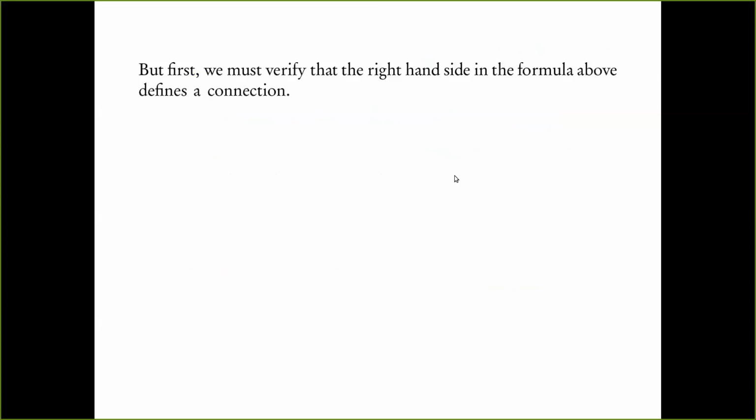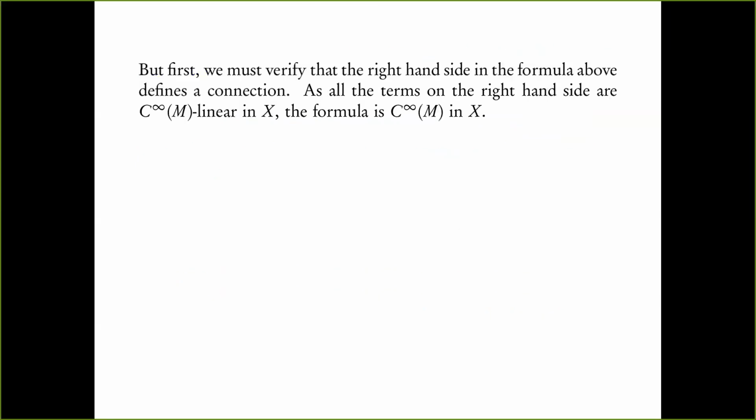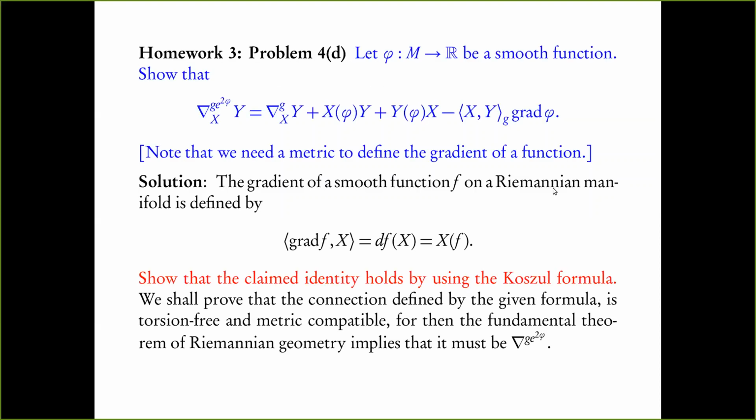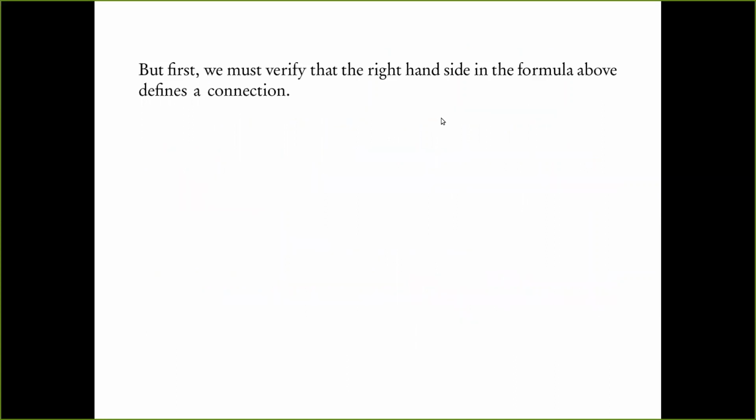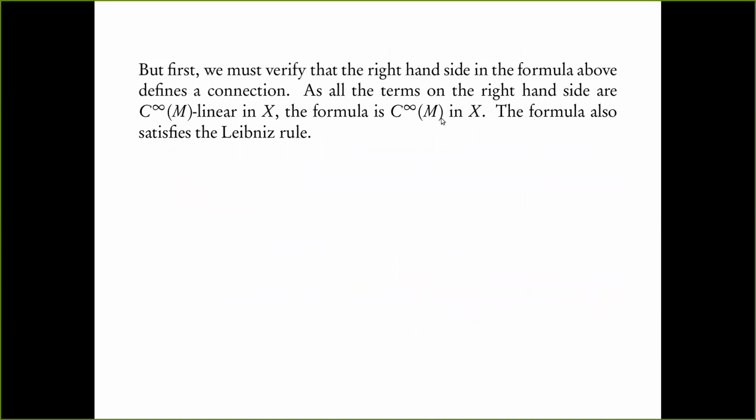Okay, so again, I'll leave this to you to check, but first of all, you have to check that the right-hand side indeed defines a connection. Only then can you resort to the fundamental theorem. So what does it mean that the right-hand side defines a connection? It's clear that the right-hand side is a vector field because everything is a vector field. You have to show that the right-hand side is C infinity(M) linear in X, and it satisfies the Leibniz rule in Y. Correct? That's very routine. You can go back and check it at your leisure, so I'll not spend time on that.